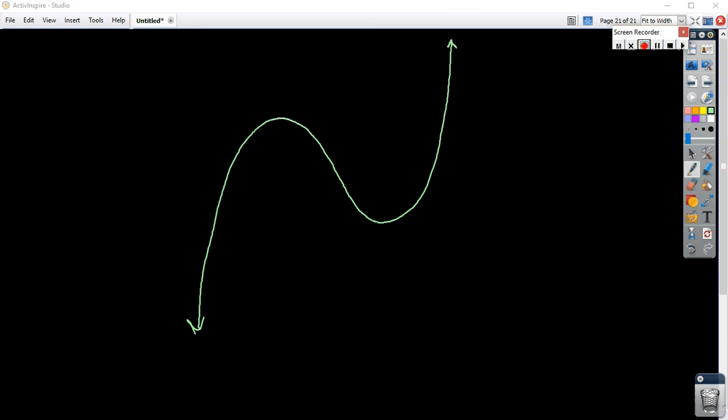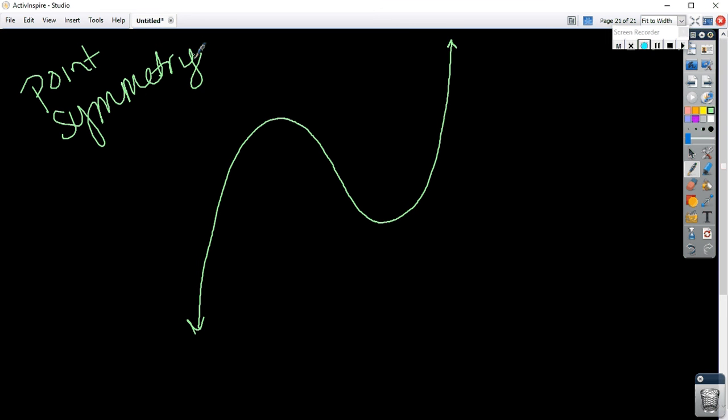Okay, say it again, Noah. Does it reflect and rotate? It rotates. Yes, it rotates. Good job. So this is what we call point symmetry, which means it rotates around a certain point. Sometimes this is called rotational symmetry.